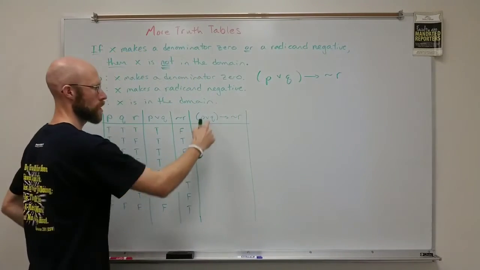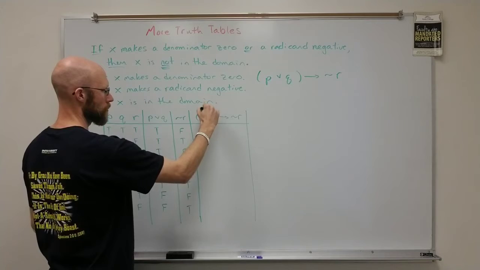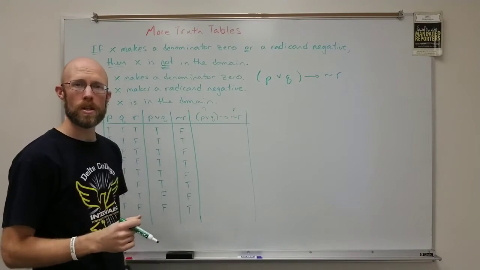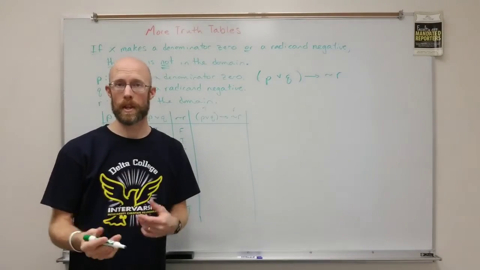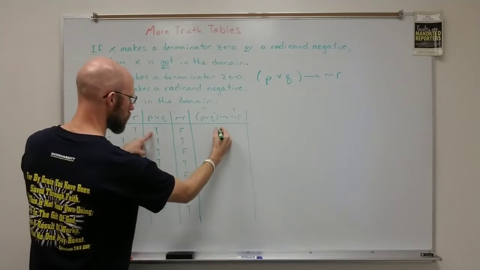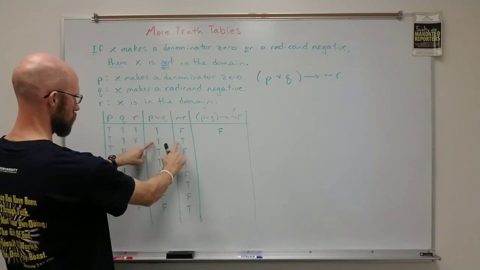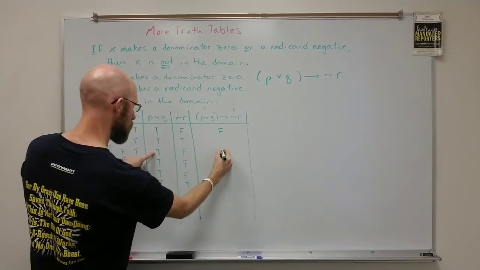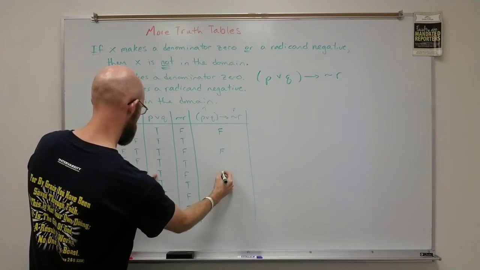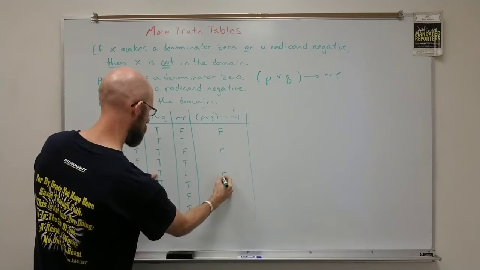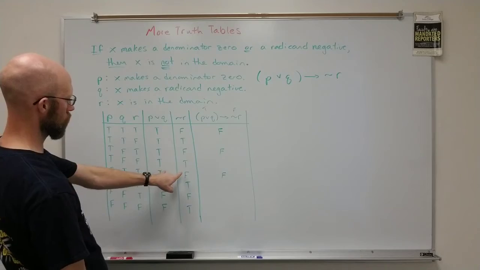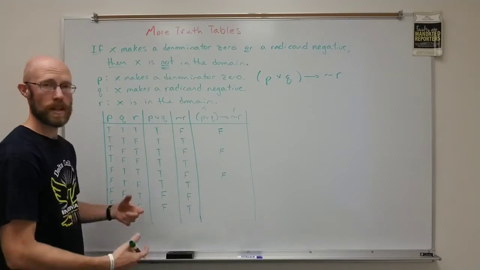So remember, with a conditional, you want the antecedent to be true and the consequent to be false in order to get a false, and everything else will be true. So I need true, false, which I have in the first row. True, true, true, false, so third row. True, true, true, false, in the fifth row. That's it. Those are the only three places where you get true, false. Everything else will be true.